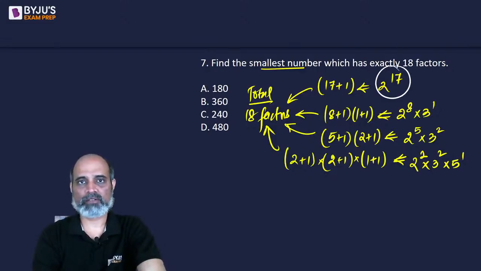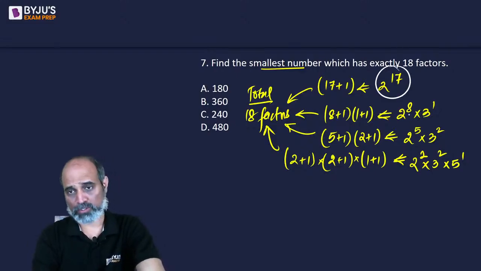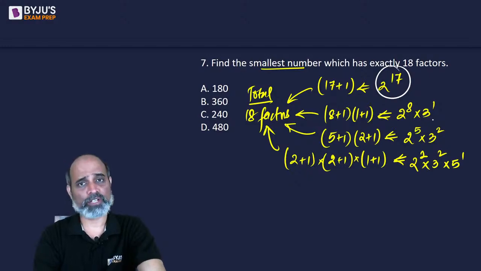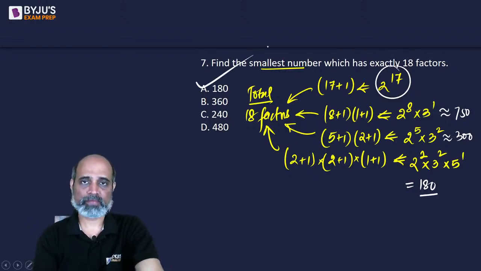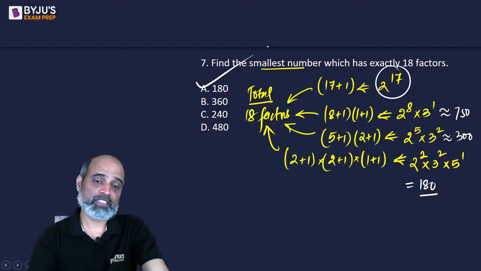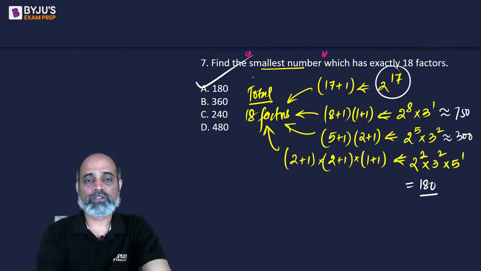This is 2 to the power 8, which is 256, into 3, which is going to be in the 750s. This is 32 into 9, which is going to be approximately 300. And this is going to be 9 into 2, 18, into 10, which is going to be 180. So 180.